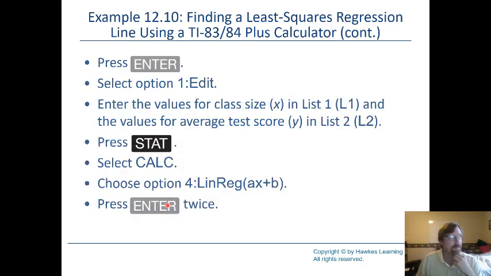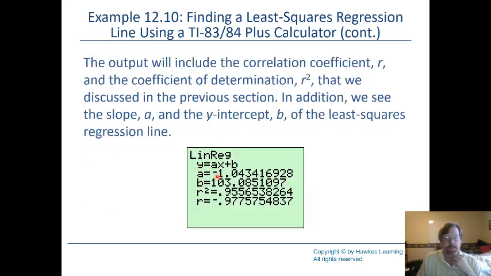So we can go in and we can enter the data, class size for list 1, test score for list 2, tell it we want to calculate a linear regression, hit enter, and there we go. We've got our slope and y-intercept in addition to the correlation coefficient.